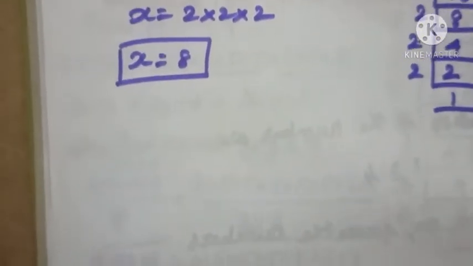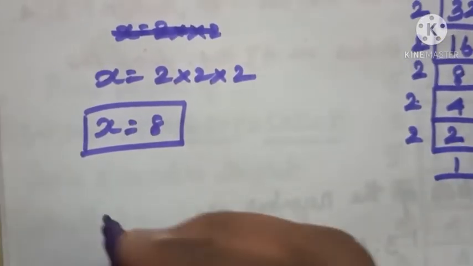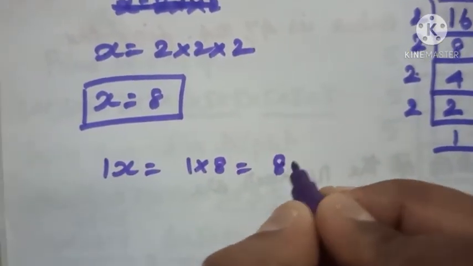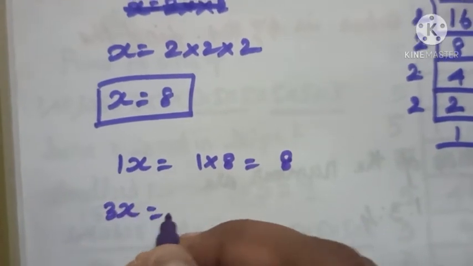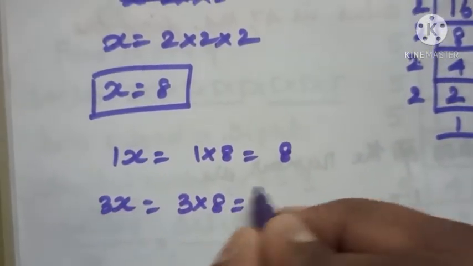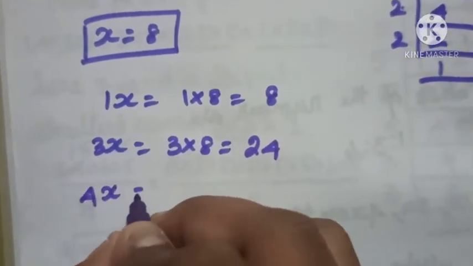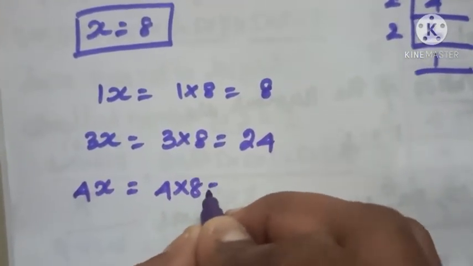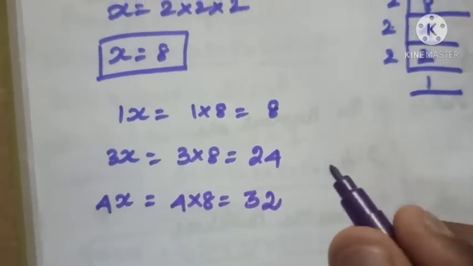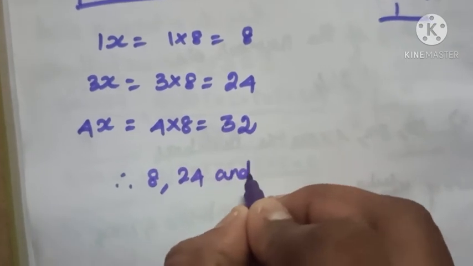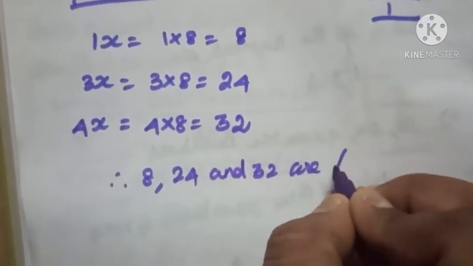Now we find the numbers. 1x is equal to 1 into 8 equals 8, then 3x is equal to 3 into 8 equals 24, and then 4x is equal to 4 into 8 equals 32. Therefore 8, 24 and 32 are the three numbers.